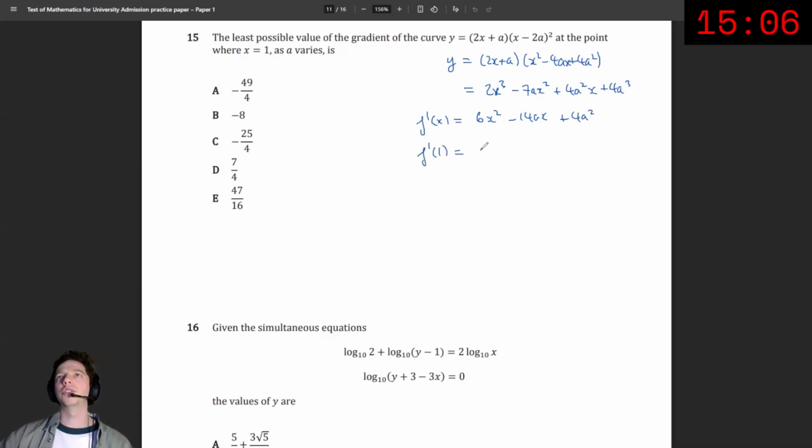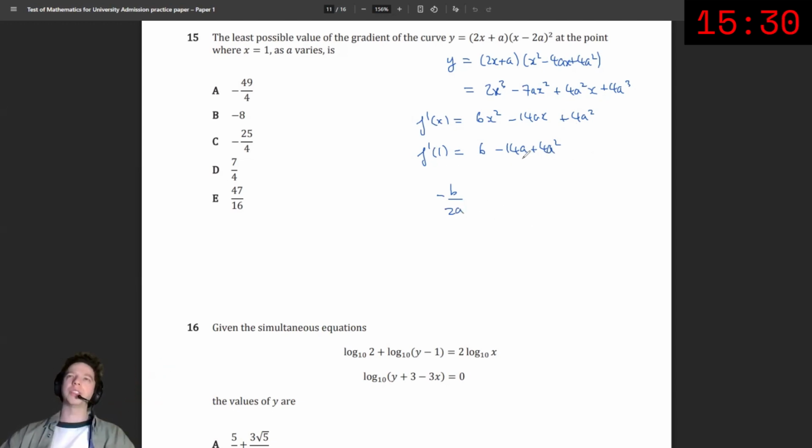And f prime 1, just plug in 1, so 6 minus 14a plus 4a squared. And as I expected, we get a quadratic in a, right? So we want to find the minimum value of that. Basically with quadratics, the minimum occurs at minus b over 2a.